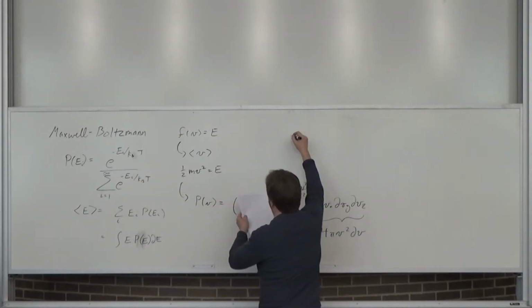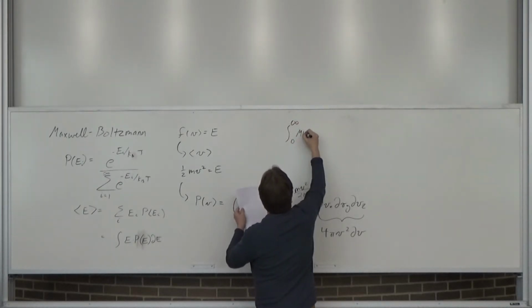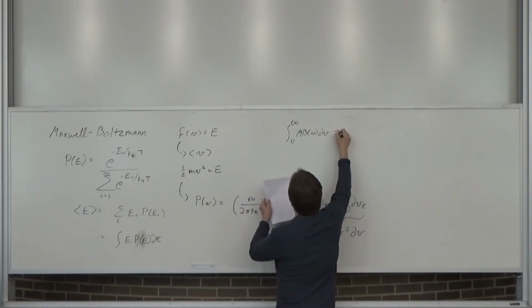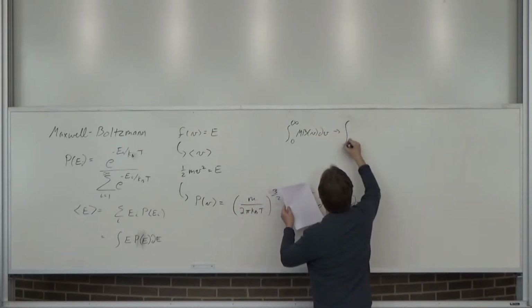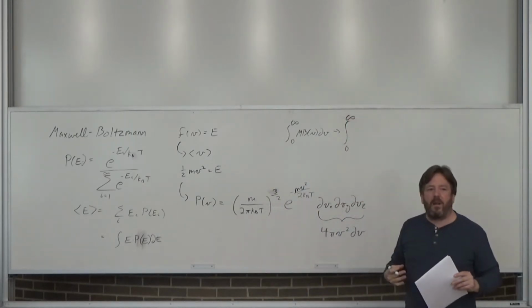Okay, let me go up here. So of course, if you integrate a Maxwell-Boltzmann distribution of velocity, which of course looks like this. Of course, you have to be sensible about limits.